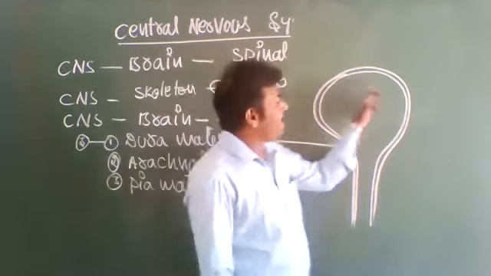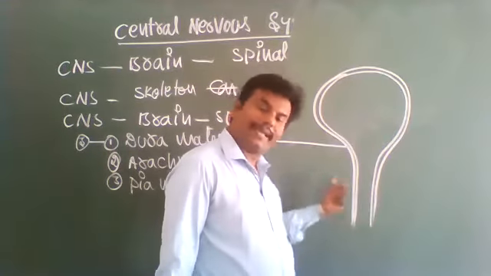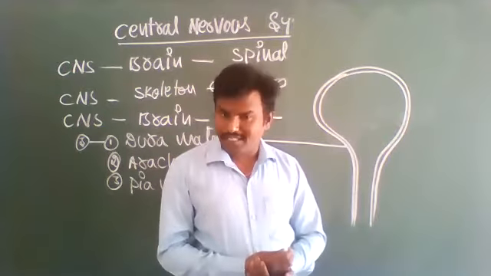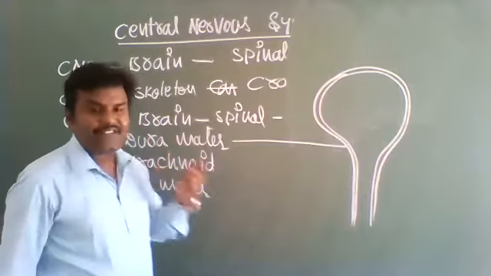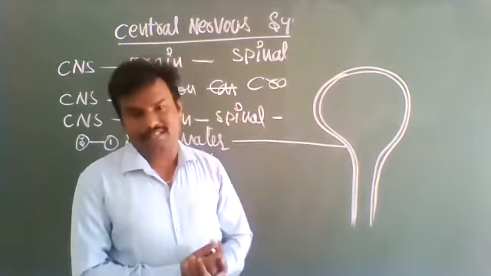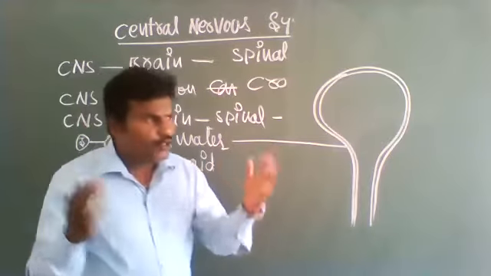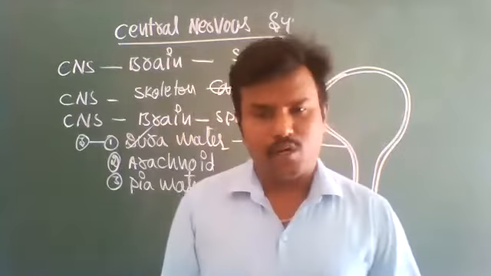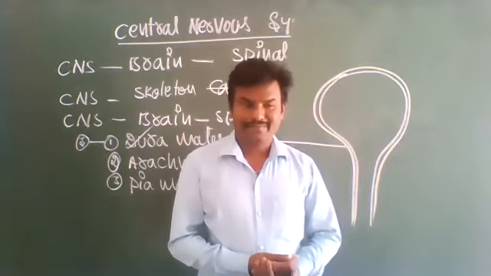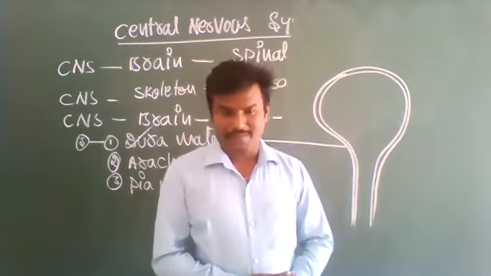In the brain it is present outside, and in the vertebral column it is present outside the spinal cord. So the outermost part of the brain and spinal cord is called dura mater. It is a very tough, strong part, connected outside to the skeleton and inside to the brain and vertebral column.